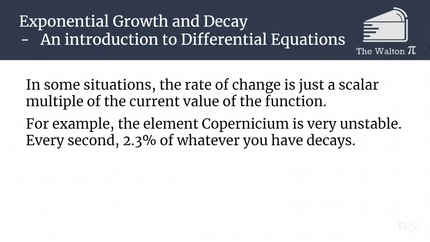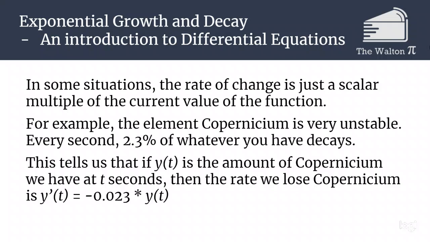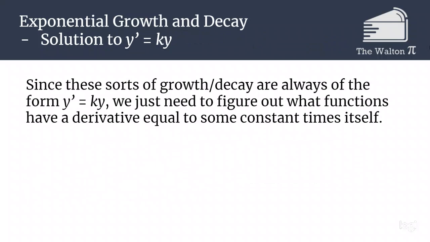For example, the element copernicium is a very unstable element. Every second, 2.3% or so is going to decay. So that means that if y represents the amount of copernicium that we have, then the rate we are losing copernicium, so y prime of t, is just negative 0.023 times y of t. It's 2.3% of whatever we have, and it's negative because we are losing it.